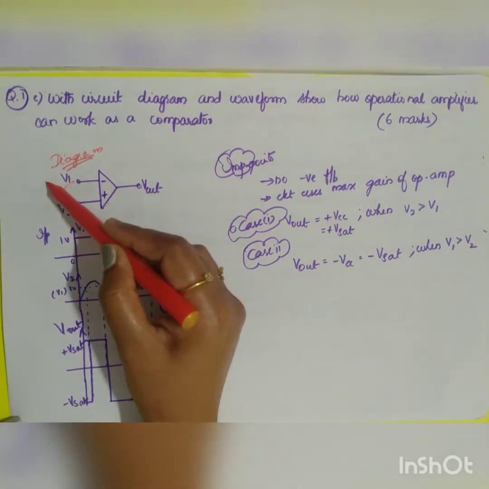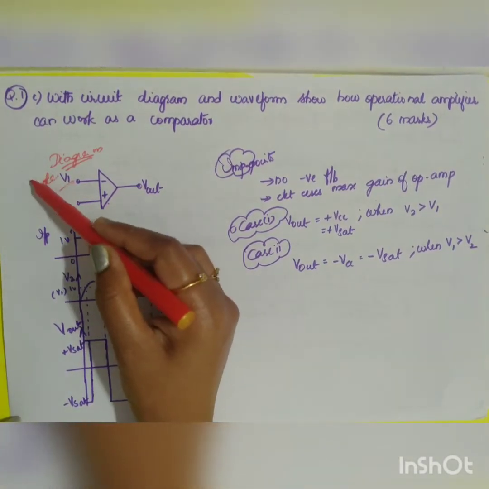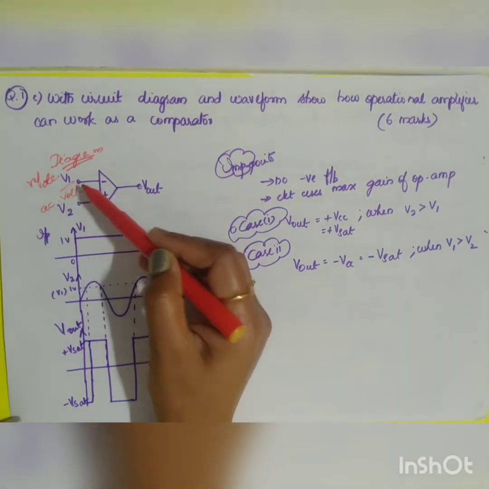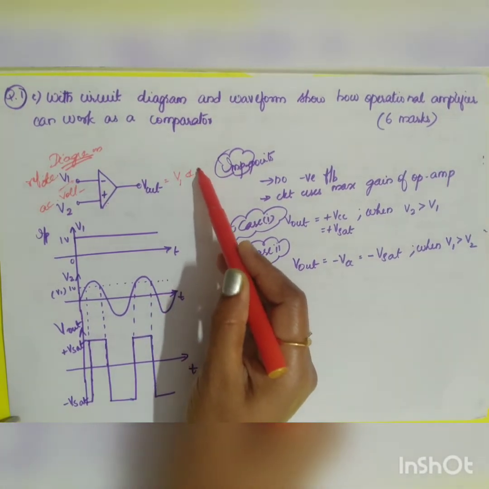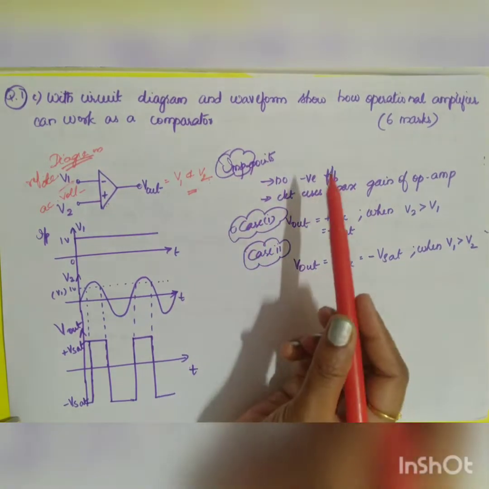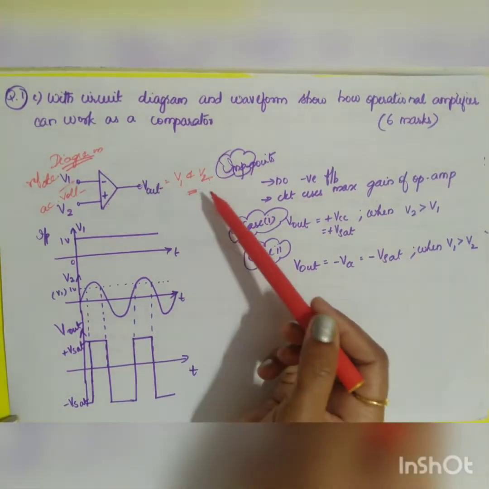In this case, one of the main applications is taken. V1 is taken as your DC or your reference voltage, and V2 is taken as your AC voltage. So what will be the output? It will compare V1 and V2, and your output will be the comparison of your V1 and V2. So these are the important points which you have.